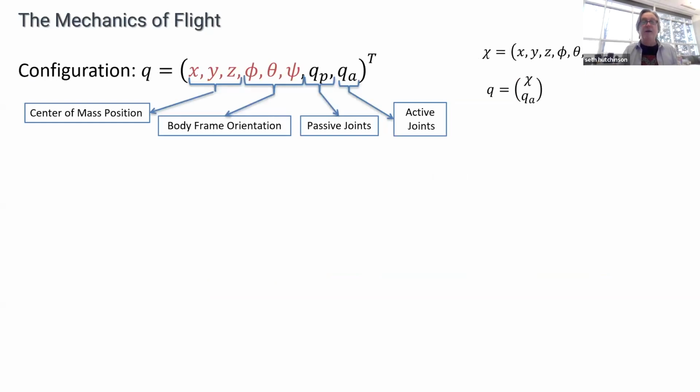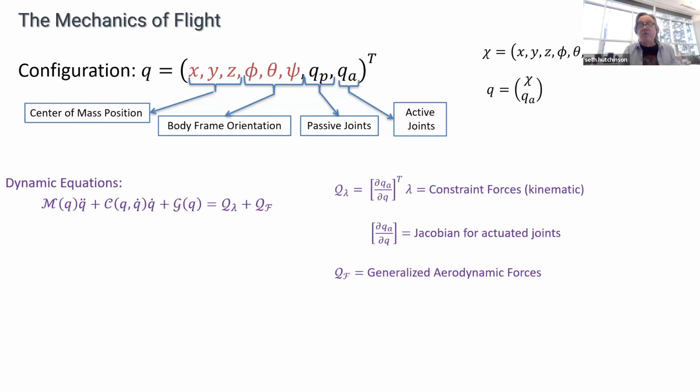So here's the configuration space of the bat. You need 6 degrees of freedom for a body attached frame. And then you've got passive joints and active joints, right? So that's the whole configuration space. You can write down the dynamic equations. It's just the usual Lagrange-Euler equations plus an aerodynamic term.